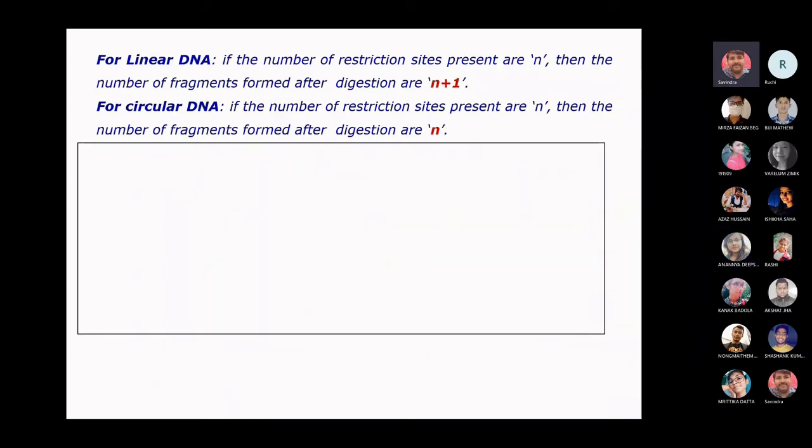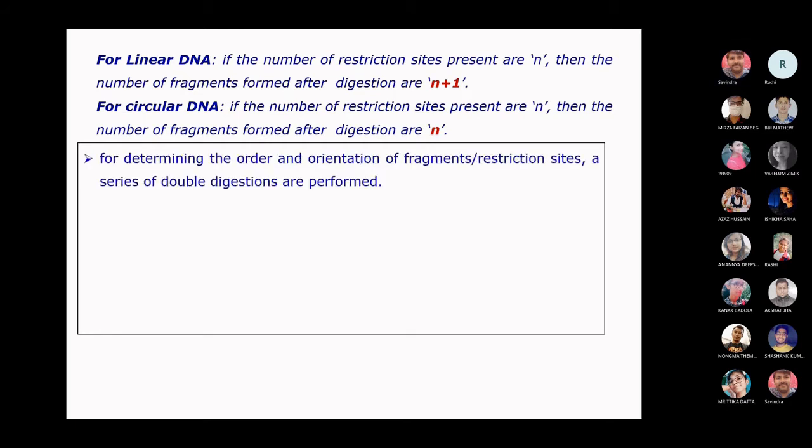So these are the different steps you have to perform before mapping any piece of DNA or a circular DNA. At least double digestion you have to perform. You can perform triple digestion or more, but at least double digestion you have to perform.